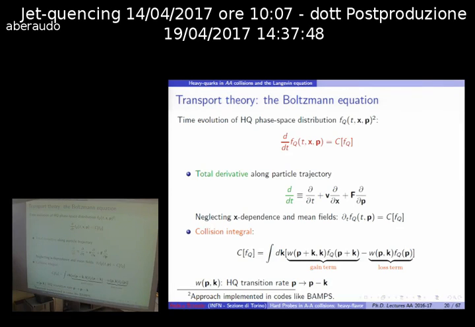For instance, in the gain process, I start with a quark which had a momentum different from p, and due to the collision, at the end, this is the rate of collision in which I exchange with the medium momentum k, I'm left with momentum p, and vice versa in the loss term. I start with a quark with momentum p, but it can exchange momentum k with the medium, and be found with a different momentum in the final state. So this is a loss contribution.